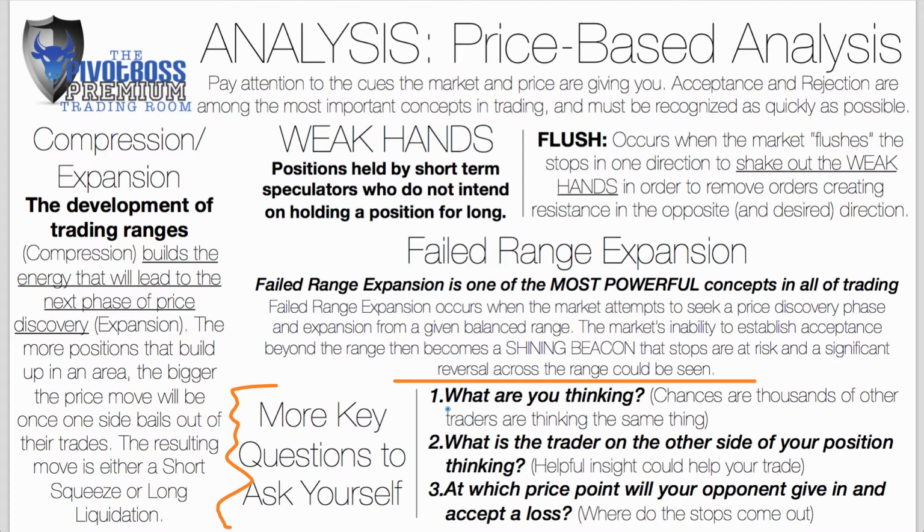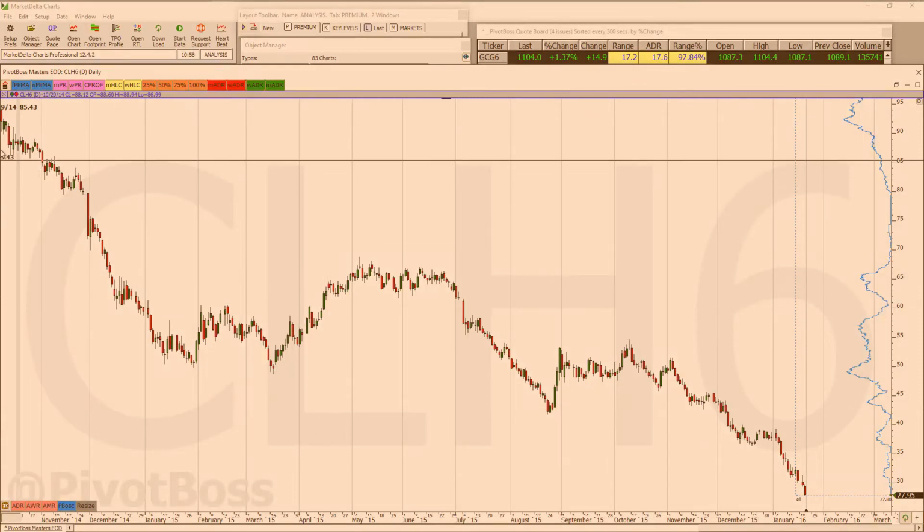More key questions to ask yourself: what are you thinking? Because chances are thousands of other traders are thinking the same thing. Also, what is the trader on the other side of your position thinking? This is helpful insight that could help your trade. And again, at which price point will your opponent give in and accept a loss? So again, this all comes back to knowing your opponent, knowing who's trading, knowing the participants in the auction, so that you can get a better idea of what's going to happen to price once you're actually in the trade. So let's transition again over to the charts.